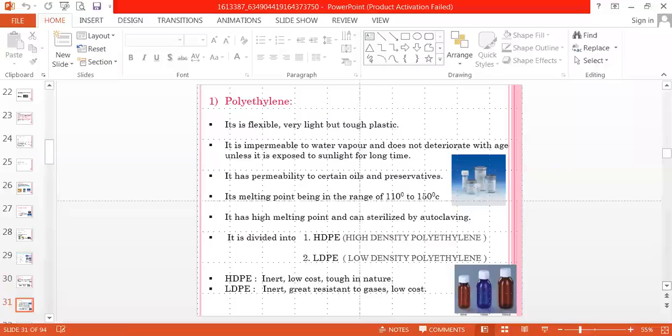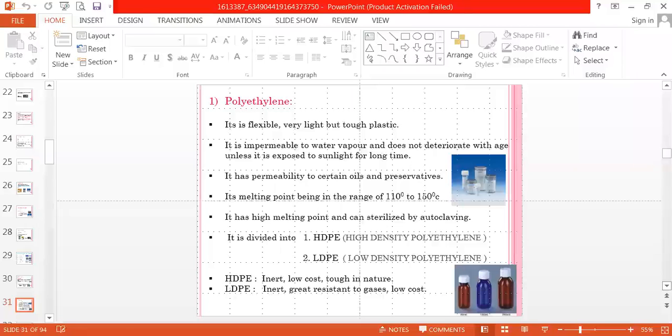If you are using polyethylene, what will be the advantages and the speciality of polyethylene plastics? Polyethylene plastics are flexible in nature. They are very light in weight and they are tough plastics. They will not be easily broken. Polyethylene is impermeable to water vapor and does not deteriorate with age, which means it has a very long life. But when exposed to sunlight, it generally gets deteriorated. So polyethylene needs to be protected from sunlight.